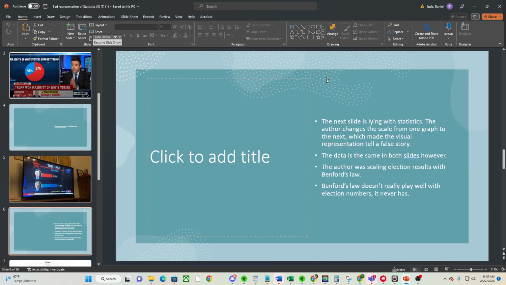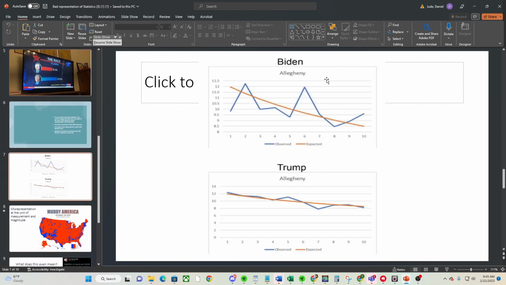The next slide is lying, and the author changes the scale from one graph to the next, which made the visual representation tell a false story. This is from Benford's law, but I just kind of want to show you exactly what scale means. So this is your scale on the left side here. And there's another scale down here, 14, 12, 10, 8, 6, 4, 2, 0, 8, 8.5. So we have intervals of 0.5 on this scale and intervals of 2 on this scale.